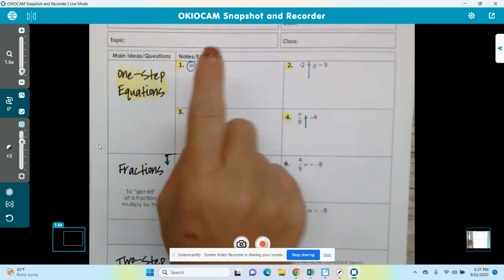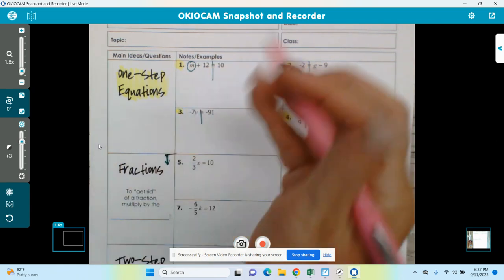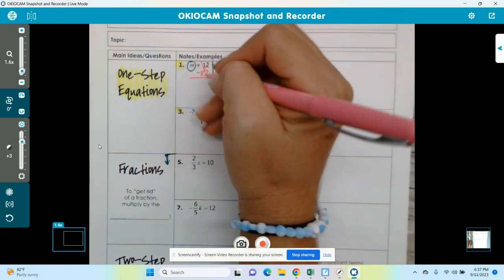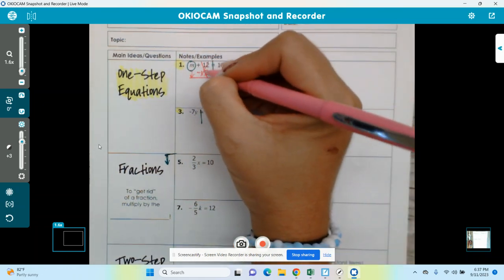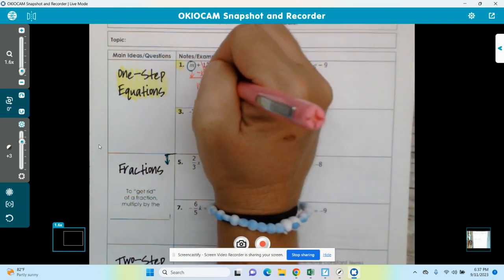All right. So you find your variable and you move what is with your variable. The way that we solve equations is we do the opposite. So if I'm adding 12 here, the opposite of that is going to be to subtract 12. What you do to one side, you do to the other. The whole point is to get the variable by itself by canceling out that number. So m here is going to equal -2.